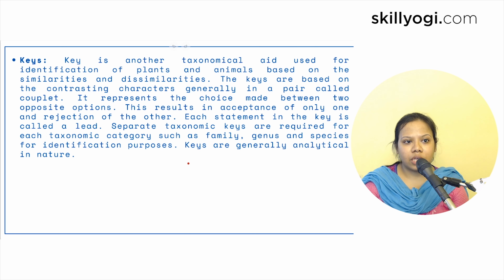The last taxonomical aid is the key. What is a key? A key is used for the identification of plants and animals based on their similarities and dissimilarities. Keys are based on contrasting characteristics that are generally in pairs, and these are known as couplets.